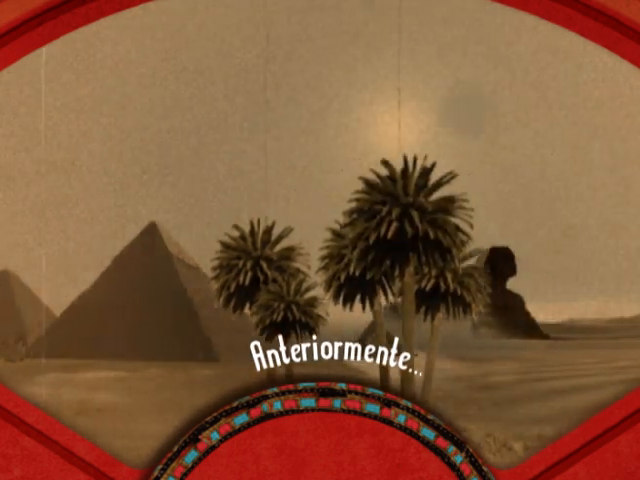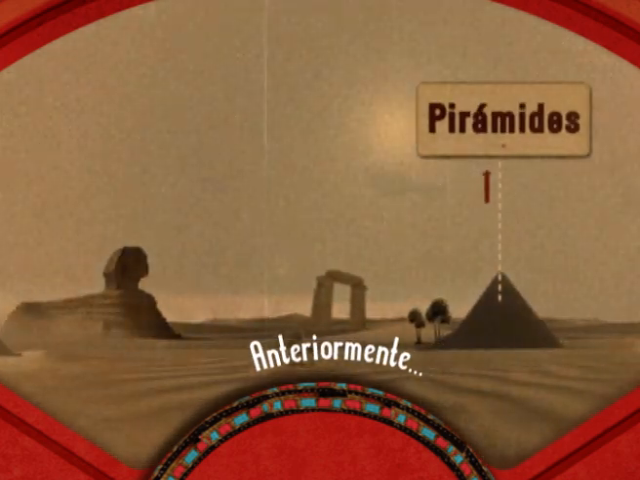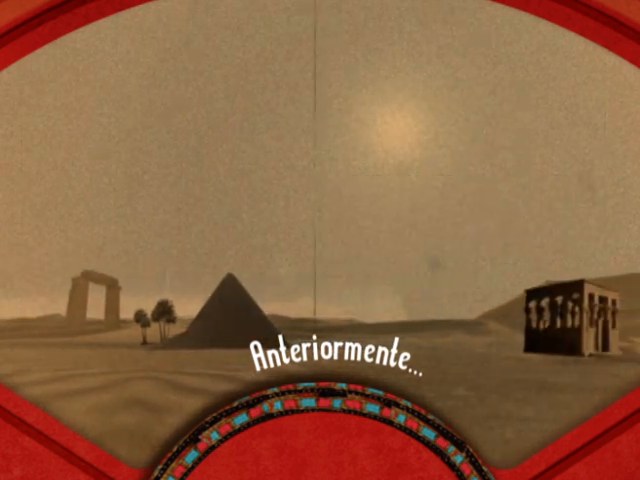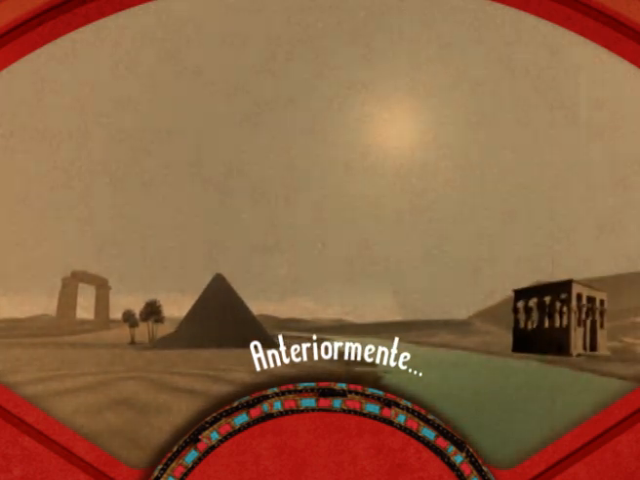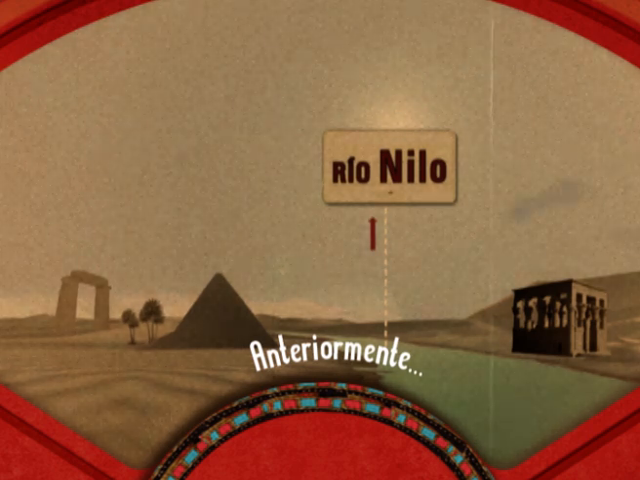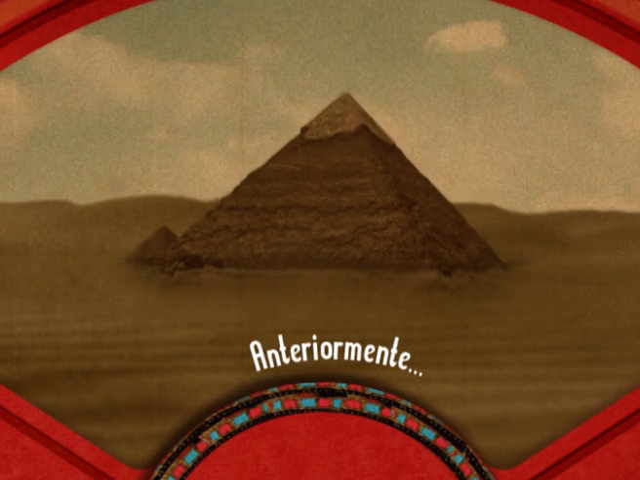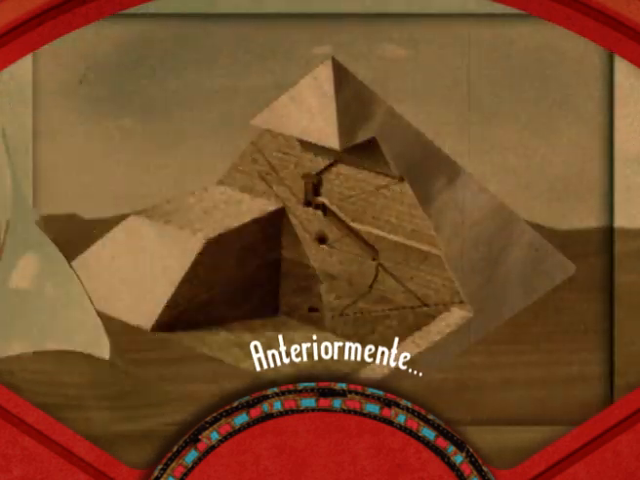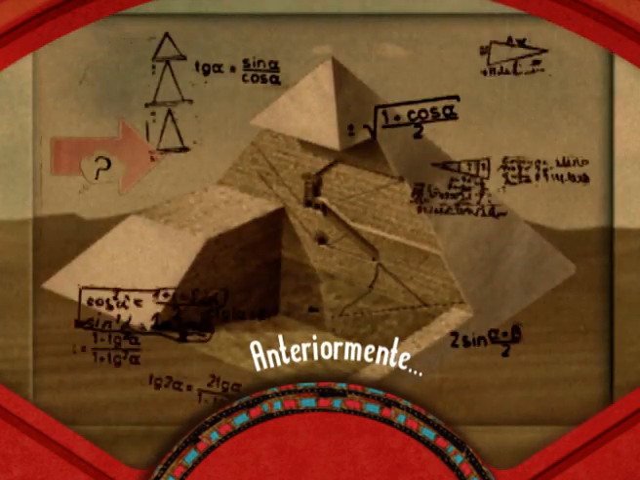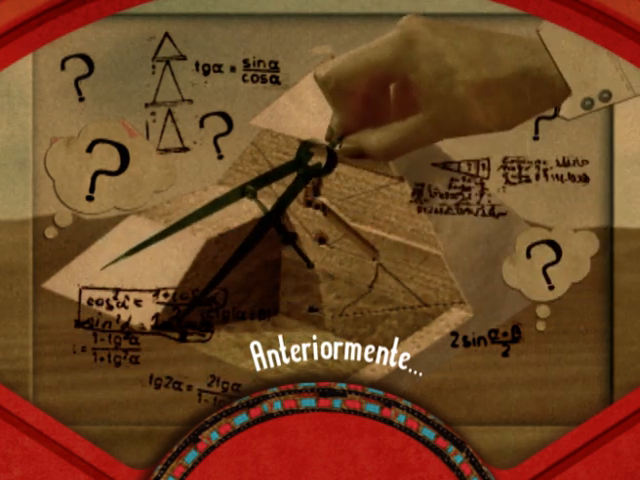When we mention Egypt, three images immediately come to mind: the pyramids, the desert, and that long, imposing river called the Nile. In the previous video about ancient Egypt, we looked at the importance of the Nile River, how society was organized, and the marvelous colossal works like the temples and the pyramids.